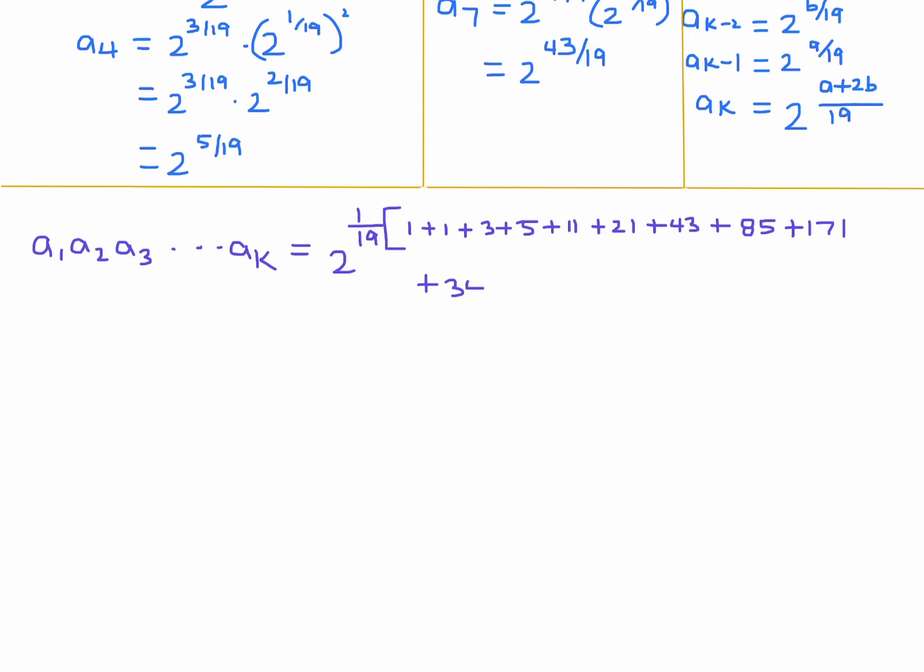171, 341, 683, 1365. Numbers are getting larger, but I think the math is reasonable. 2731 plus 5461 plus 10925 plus 21845, that is, and plus 43691. Now at this point, I'm going to stop.